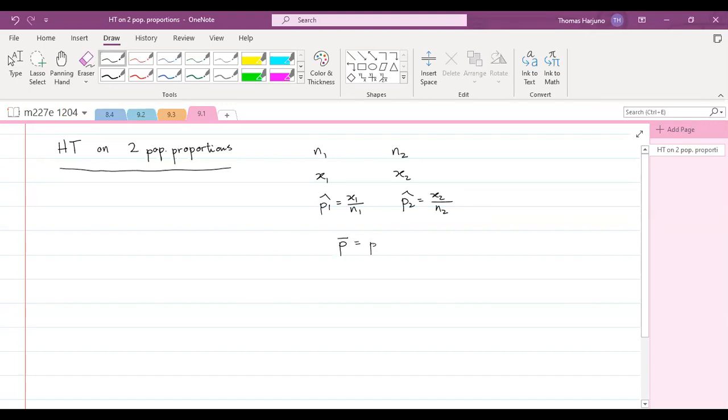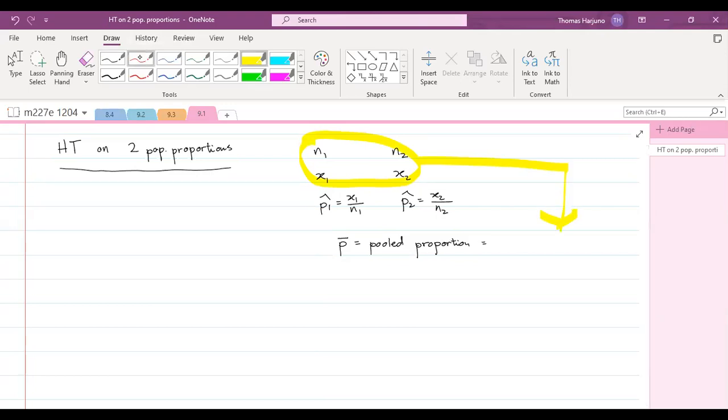It means pool proportion. That's when you get this data all together, you pool them, you combine them. It will be the number of successes altogether over the number of trials or the sample size altogether.